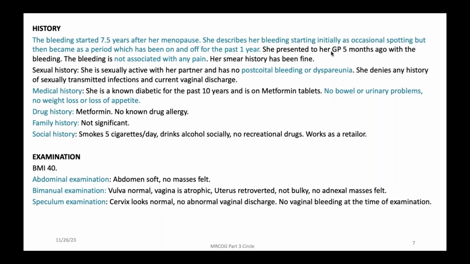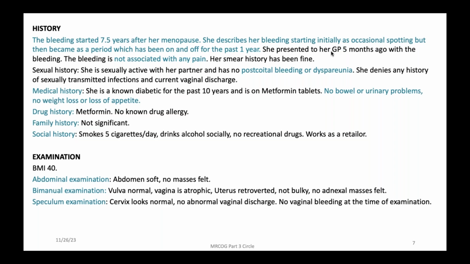Okay, so if you were to ask this patient an open-ended question at the beginning, can you tell me about your bleeding? And that was a counseling station. She will tell you everything that's mentioned in the first 2 lines, that when it started, been on and off, how heavy it was, and when she went to her GP. That's why I've mentioned all of that information. Now we're going to close it off to see if there's any pain with the bleeding and her smear history. So don't forget, smear history is very important.